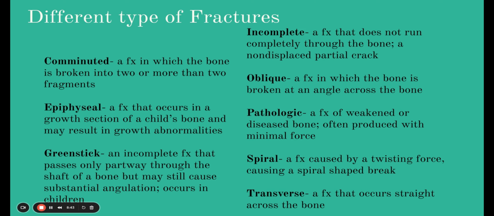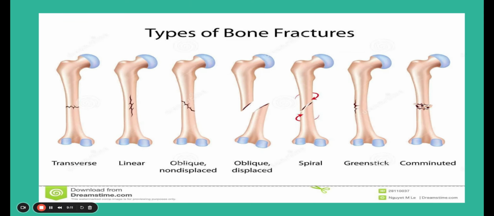Then we have spiral fractures, which is a fracture caused by a twisting force, which creates an actual spiral-shaped break down the bone. And then we have transverse fracture, and that occurs straight across the bone, kind of like comminuted, but it didn't fully snap. It's just a crack straight across the bone.